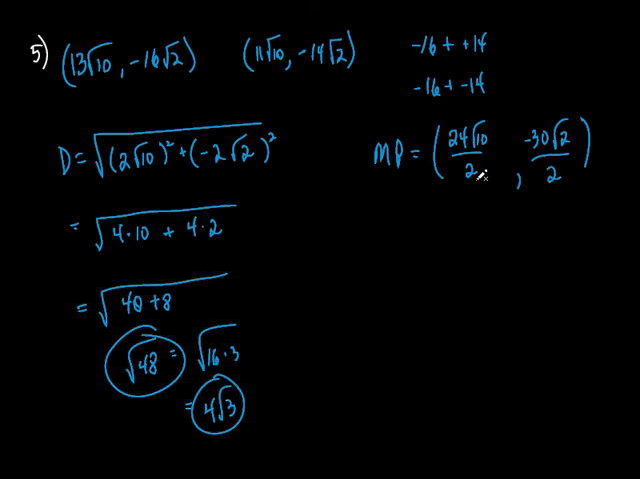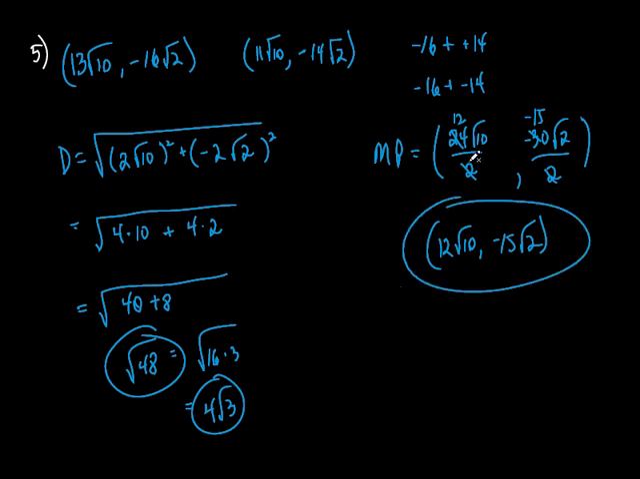Simplify it. 2 goes into 24 12 times. So it's 12 square root of 10. Look, simplify that. That goes into that 15 times, or negative 15. So it's negative 15 square root of 2. That's the ordered pair. That's the halfway point between these 2 points right here. It's really simple. Just add them up, divide by 2.